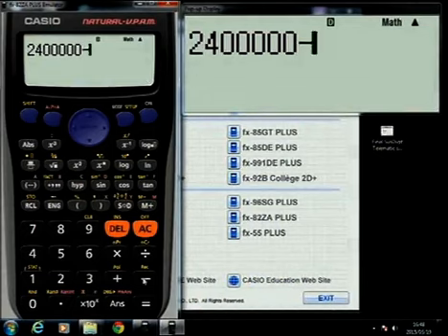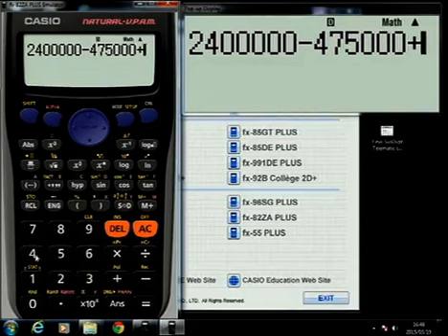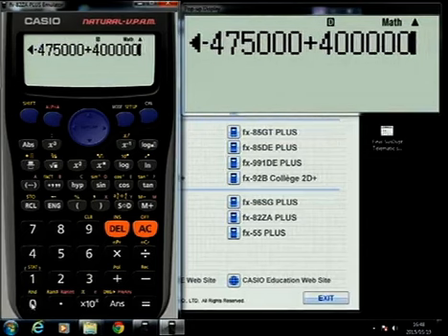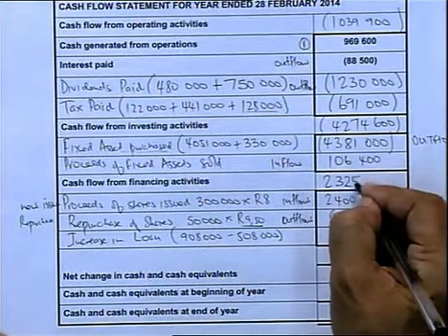We're going to minus 475,000. And we're going to add 400,000. And the answer will be 2,325,000.